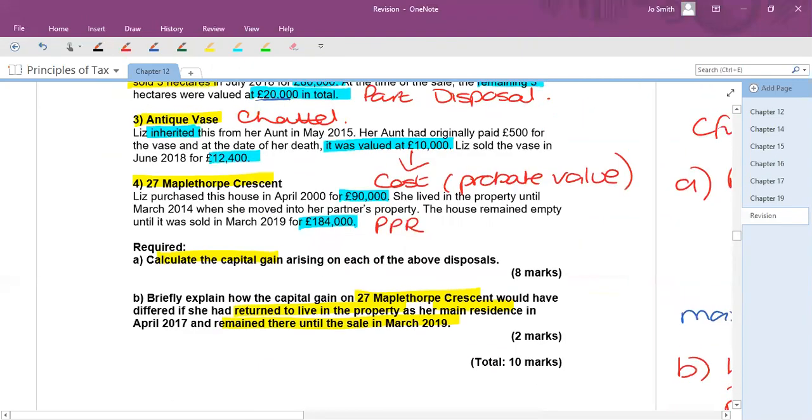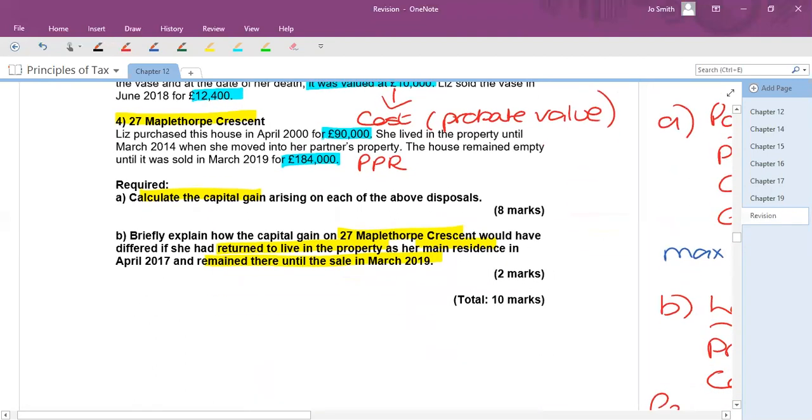So we need to have a look at what she's doing in the property. So let's have a look up here. And in fact, let's do a little timeline to show what's going on in this property. So she originally bought the house in April 2000, and she's going to sell the house in March 19.